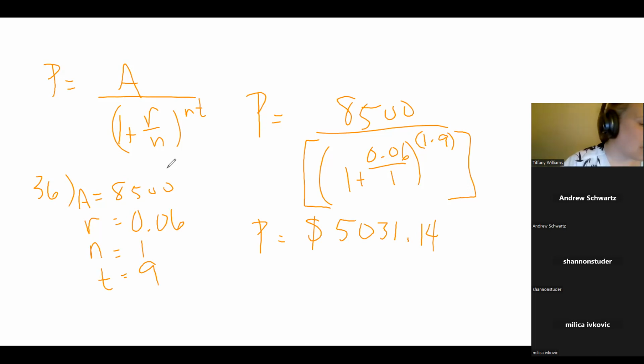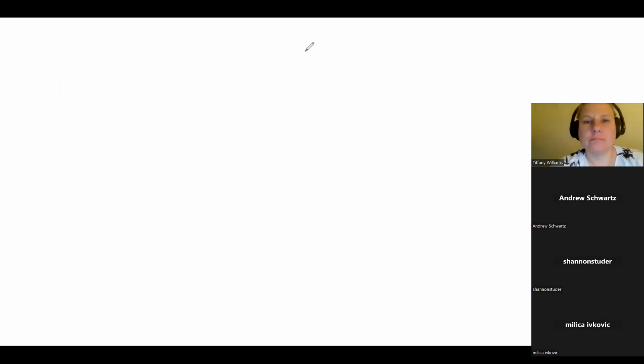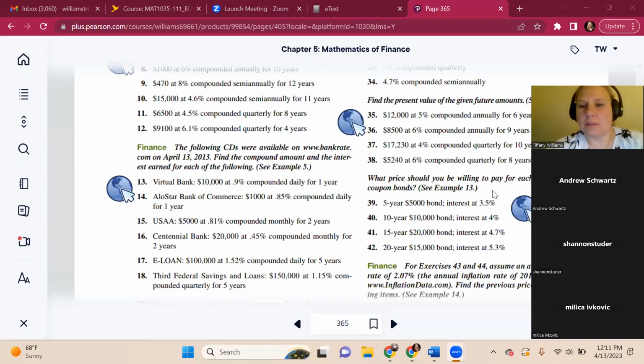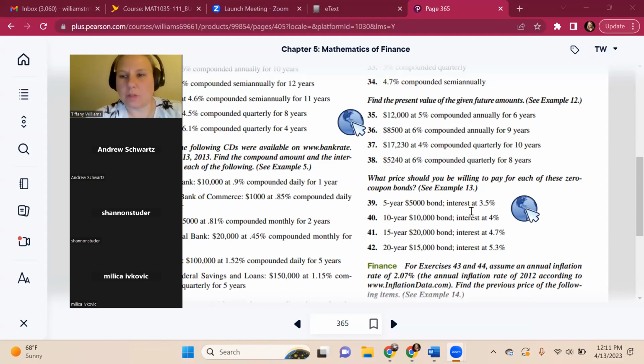Trying to think here. These are like the same problems over and over and over again. Let's look at 44. 44 is a different take on it. And I can only imagine how much more depressing this is going to be when they update this book.